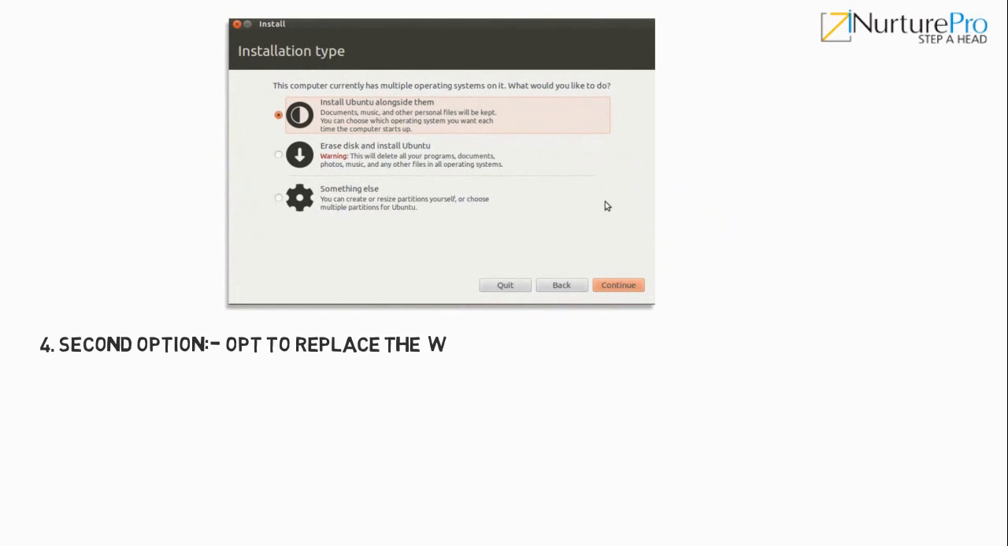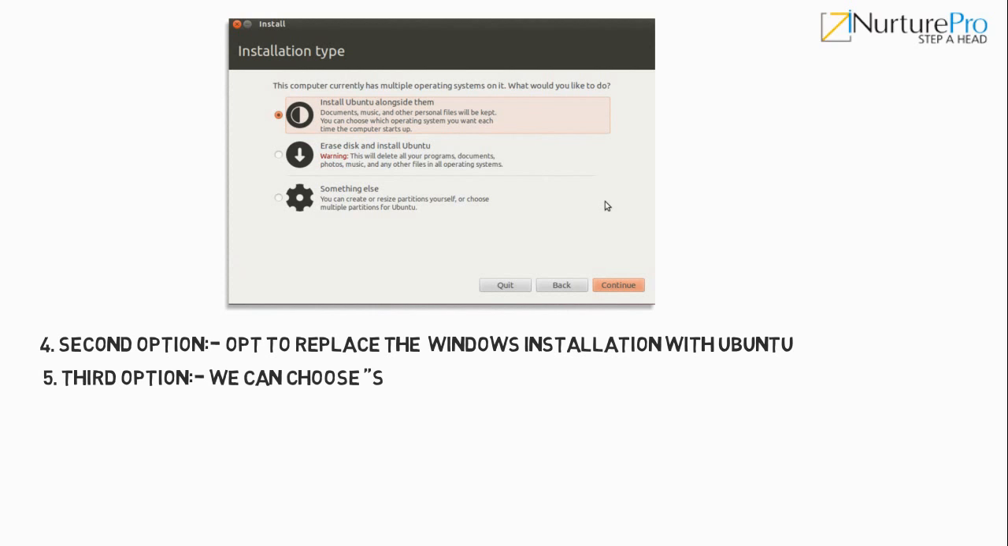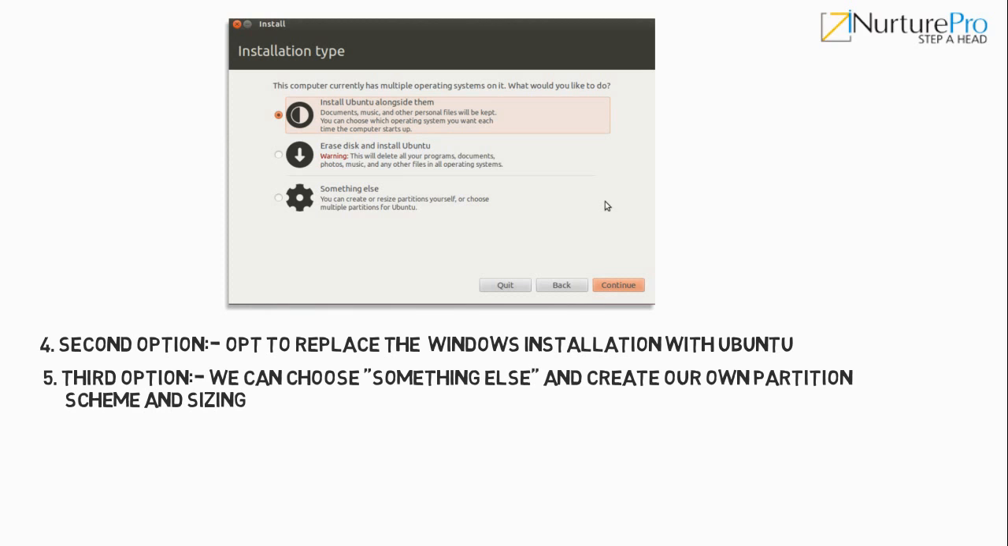In the second option, we can opt to replace the Windows installation with Ubuntu. For this, we need to manage the current partitions and automatically create the new ones for Linux. In the third option, we can choose something else and create our own partition scheme and sizing.